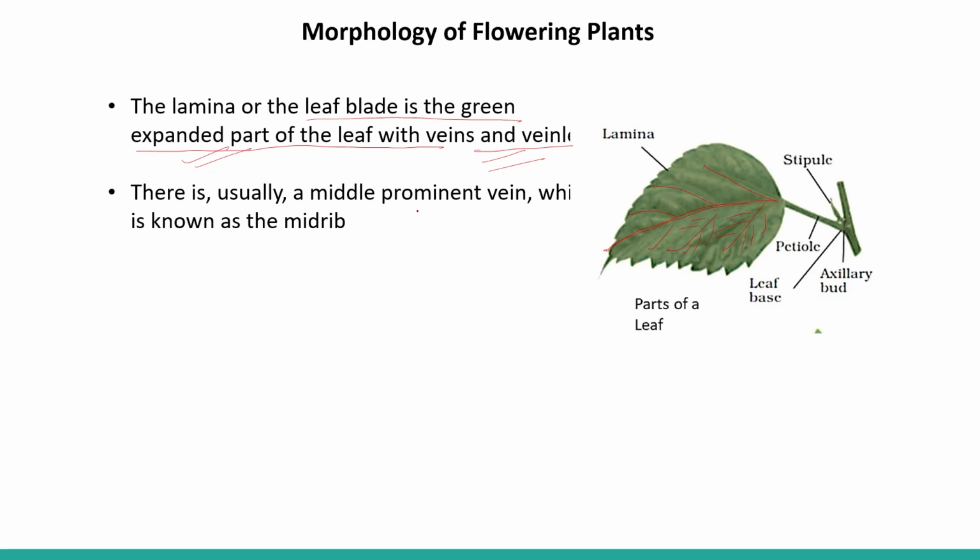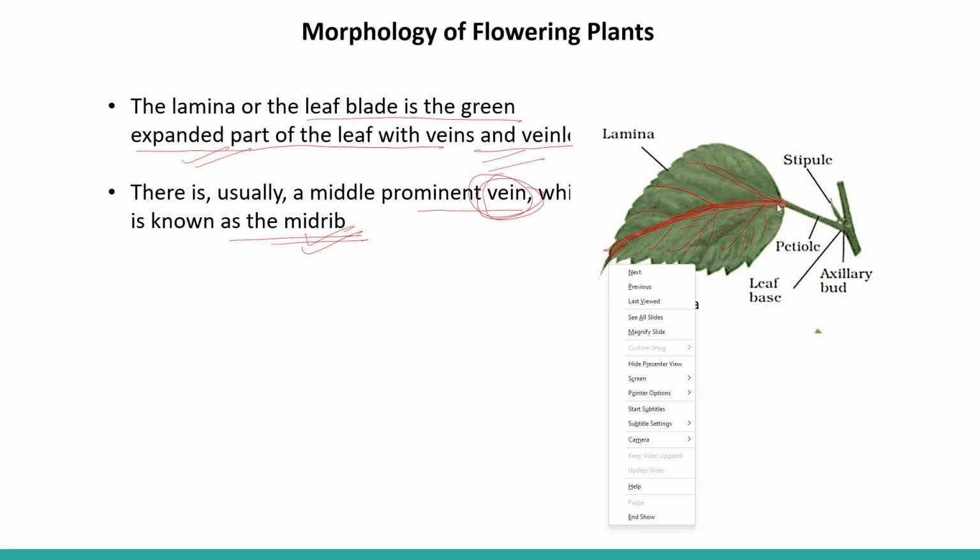There is usually a middle prominent vein which is known as midrib. So in the case of this lamina, in this middle part, you will find a more prominent vein. This is the more prominent vein, and that is called as midrib. These are veins. These are also veins. But this vein, which is more prominent and running from the leaf to the apex end of the leaf, that is called as midrib.